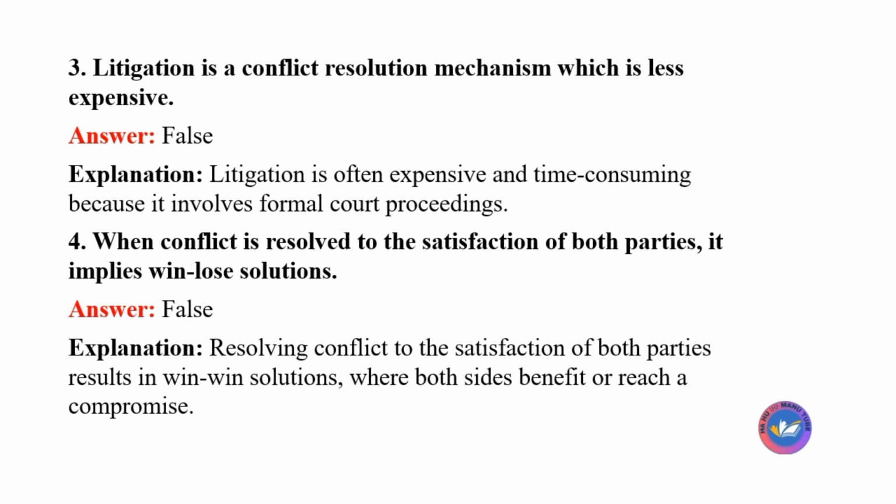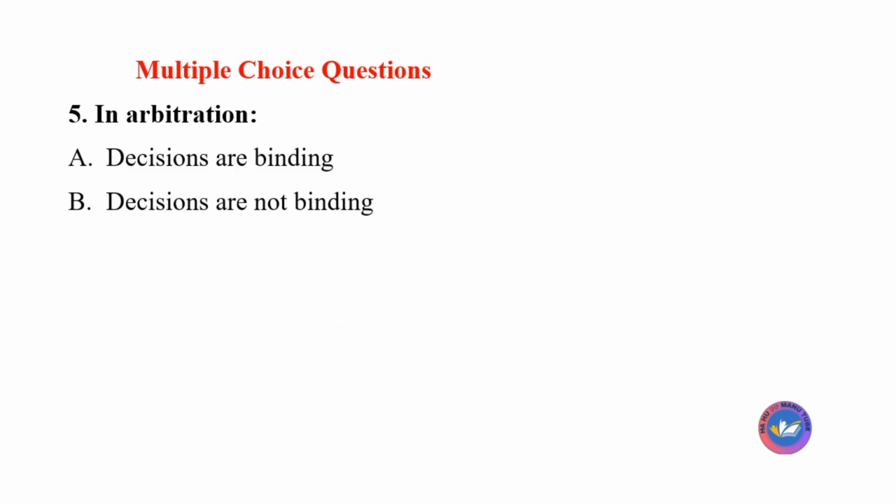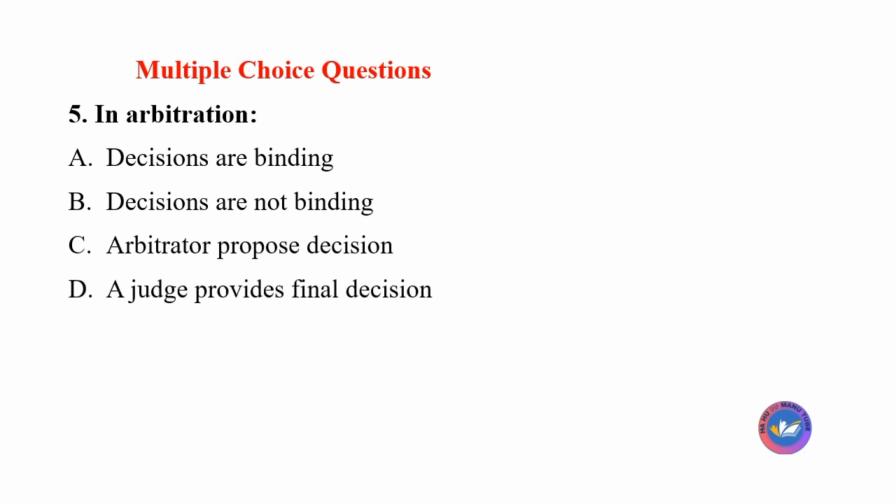Choose the correct answer. Question number 1. In arbitration, A. Decisions are binding. B. Decisions are not binding. C. Arbitrator proposes decision. D. A judge provides final decision. The answer is decisions are binding. Arbitration involves a neutral party making a decision that both sides agree to accept as legally binding.